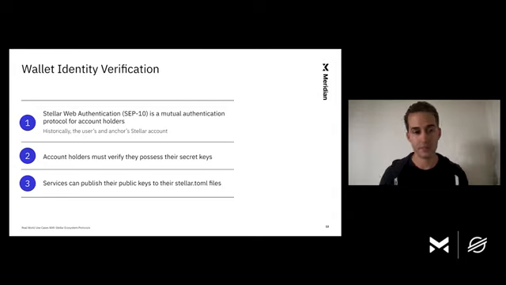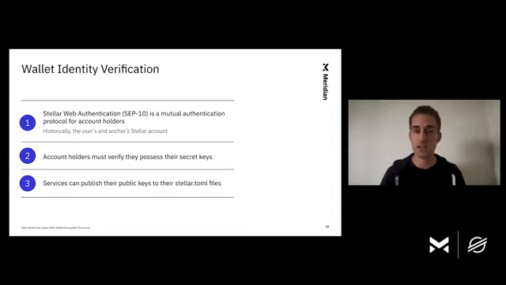So to recap, the Stellar Web Authentication Protocol is a mutual authentication protocol for account holders. So I, as the user, have to prove that I own a Stellar account to the anchor, and the anchor has to prove that they hold a Stellar account to me. And therefore, I know who the anchor is, and the anchor knows who I am, and we've proven that we hold the Stellar accounts that we're advertising publicly that we want to transact with. So I kind of went over that quickly, but account holders have to verify that they possess the secret keys of the public keys that we advertise in these API calls.